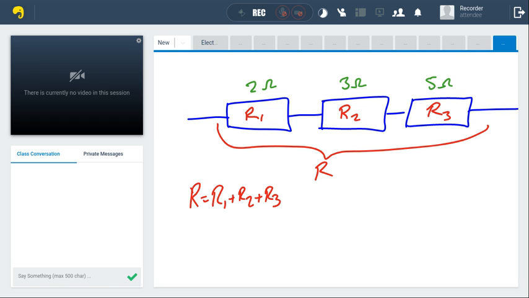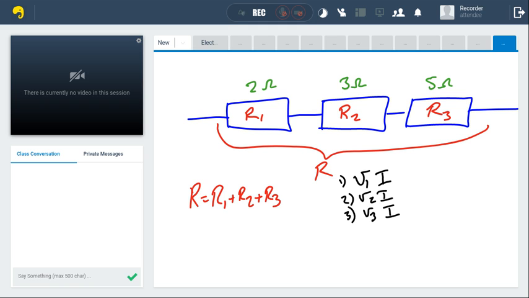Now, the reason why would be as follows. If you look at each individual resistor, each individual resistor would have, let's say R1, a voltage V1, and it would have the same current for everything. R2 would have voltage V2 and the same current, and R3 would have voltage V3 and the same current.